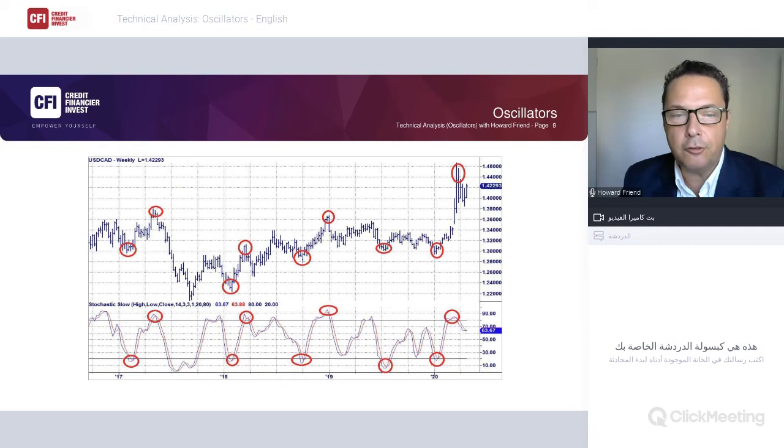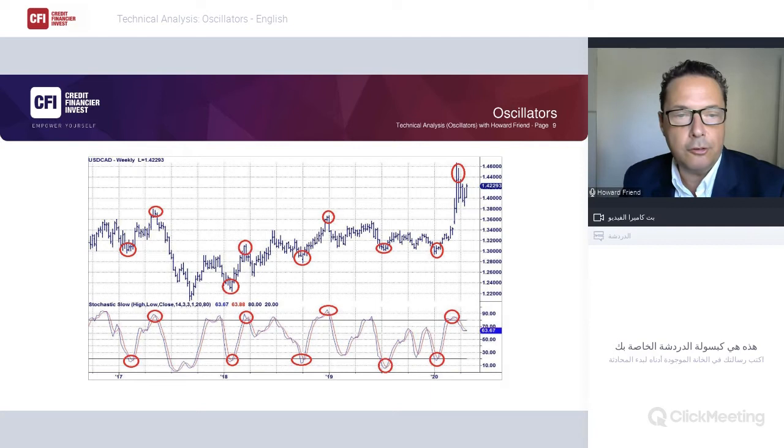So when stochastics goes above 80, the market is said to be overbought, and you're looking for some kind of turning point. And similarly, when you get below 20, you have an oversold situation, and you're looking for a turning point to the upside. Again, I've ringed a lot of the turning points on this particular chart to show you how they coincide with peaks and troughs in the oscillator itself.